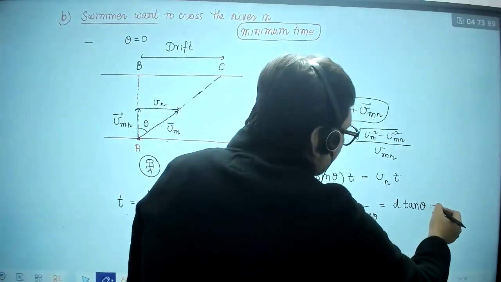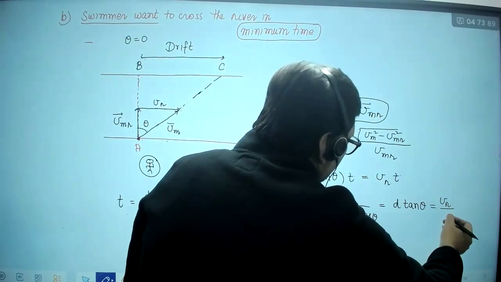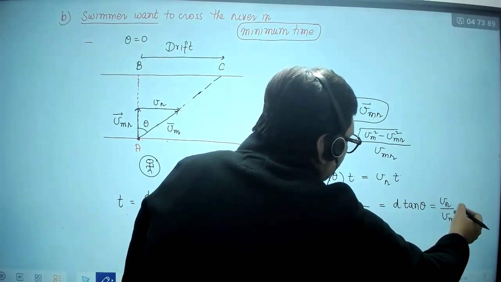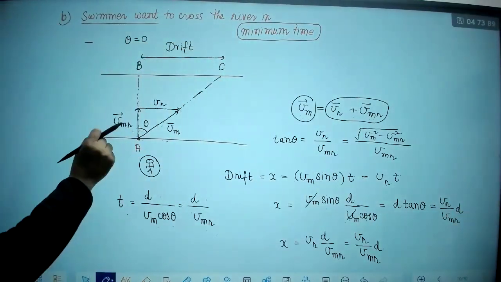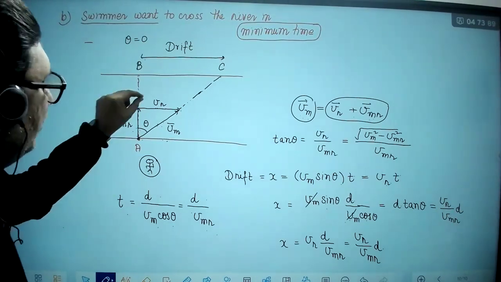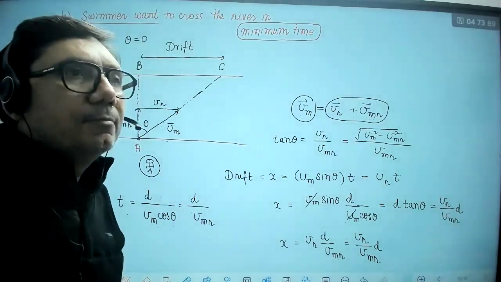So this is just trigonometric ratios. What you have to do is make the correct diagram. You should be very clear when you are drawing the diagram. If you can draw this diagram very correctly and you understand the meaning of VMR, VR, VM, then any time you can solve the question.